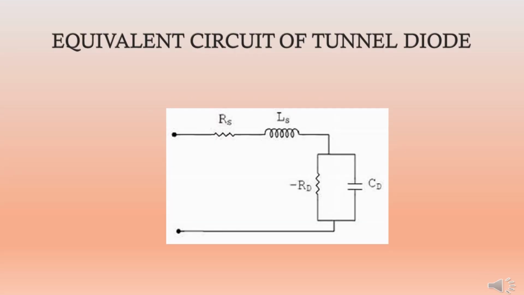This is the equivalent circuit of a tunnel diode when biased in the negative resistance region. At high frequencies, the series R and L can be ignored. Hence, the equivalent circuit can be reduced to a parallel combination of junction capacitance and negative resistance.